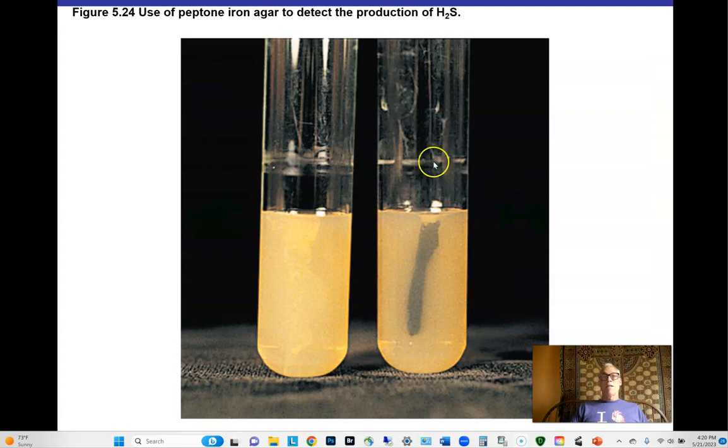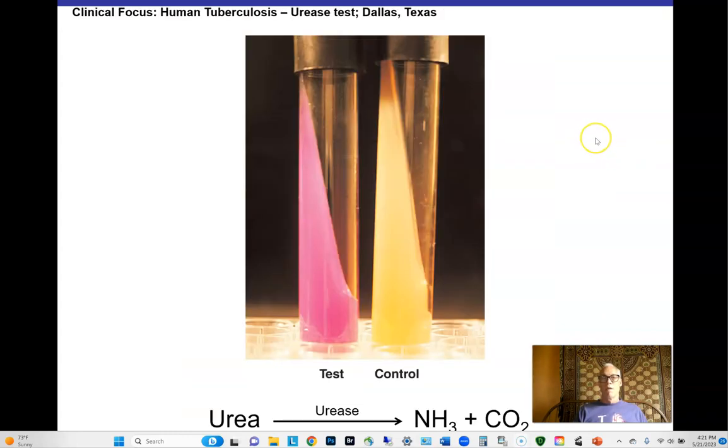Here's another test that helps us identify a microorganism. Is hydrogen sulfide being produced? Remember earlier we saw that hydrogen sulfide might be a product if we use sulfur as an electron acceptor at the end of the electron transport chain. And so here we have stabbed some microbes down into this agar medium. And in the case that hydrogen sulfide was produced, this particular media turns black. So that lets us know, yes, there was hydrogen sulfide being produced. And again, that helps us distinguish between microorganisms that cannot or can produce hydrogen sulfide.